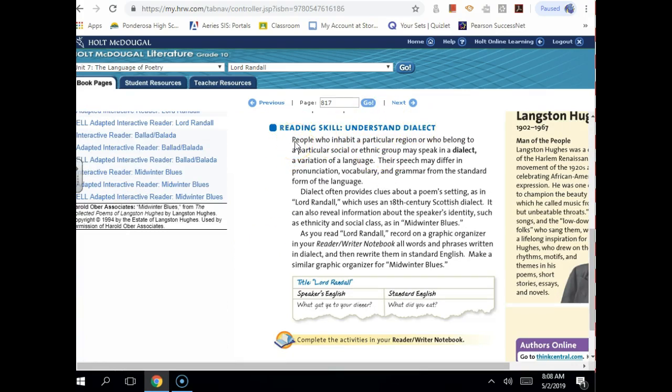So, follow along. People who inhabit a particular region or who belong to a particular social or ethnic group may speak in dialect, a variation of a language. Okay, so dialects. Something as simple as like Valley Girl, right? That's a dialect. Okay, when people draw out their words really long, sometimes I deal with it a little bit. Okay, or if you talk about someone from the South, they're going to have a specific Southern dialect.